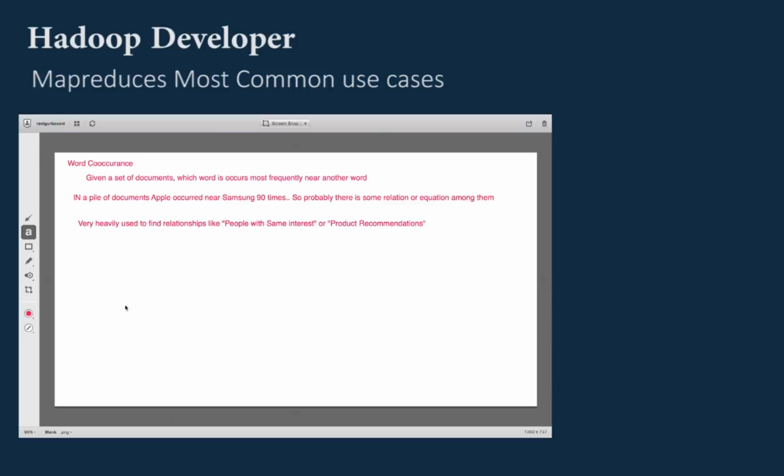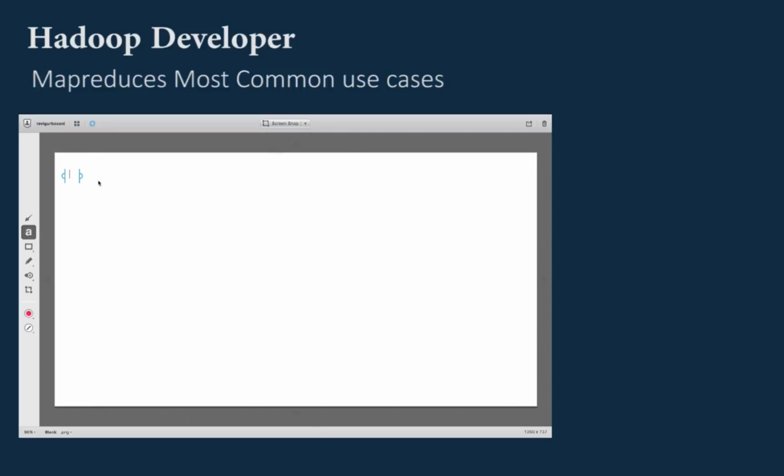Dating sites would do that. Product recommendations, whenever people are talking of a product A, they are also referring product B, so probably they are related to each other. So word co-occurrence tries to find that for us. How it works, let's understand.